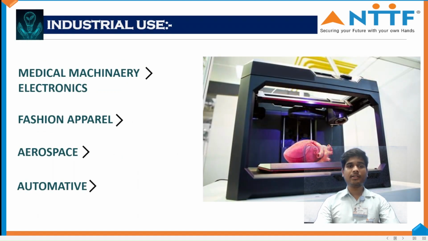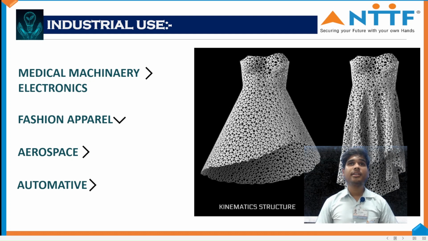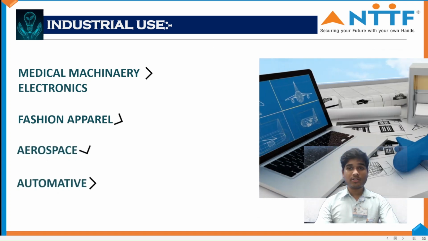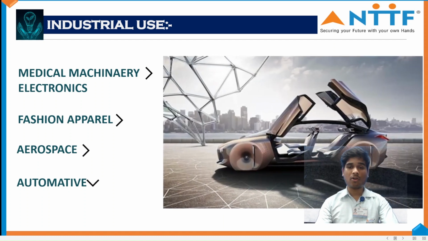Now let's talk about the industrial applications of 4D printing. It can be used in medical machinery, like we can create transplants of various types of organs. It can be used in fashion. Recently, a big company, Versace, has introduced a new 4D type of cloth which can change its shapes and size by different temperatures. It can also be used in aerospace, and it is now applicable in automotive too.